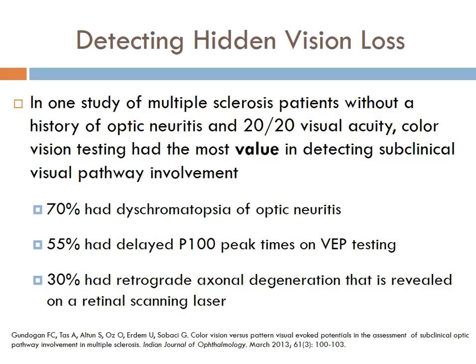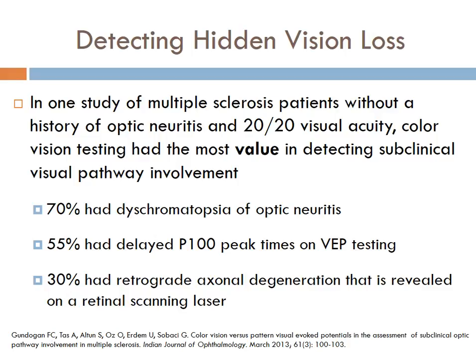Well, these guys did that study, and what they found is that the color vision test was the most sensitive. And 70% of the patients that had this subclinical optic neuritis had abnormal color vision. 55% had abnormal VEPs. Only 30% had that retrograde degeneration that you see on an OCT scan, where it's all red, that's associated with that axonal degeneration, where the brain damage starts in kind of the midbrain and then moves forward into the eye.